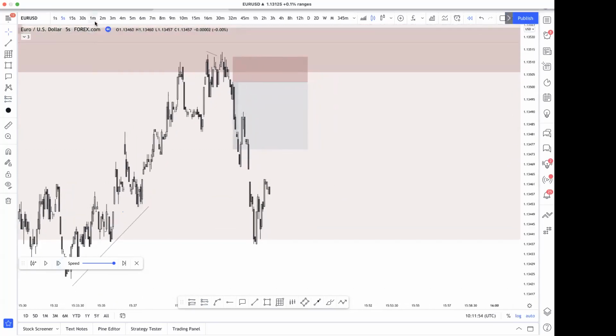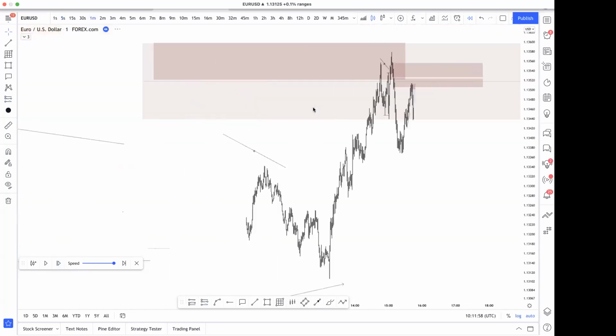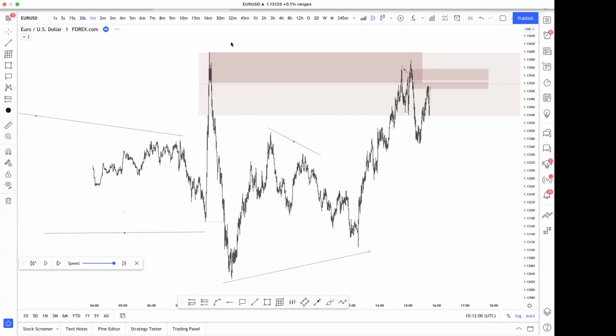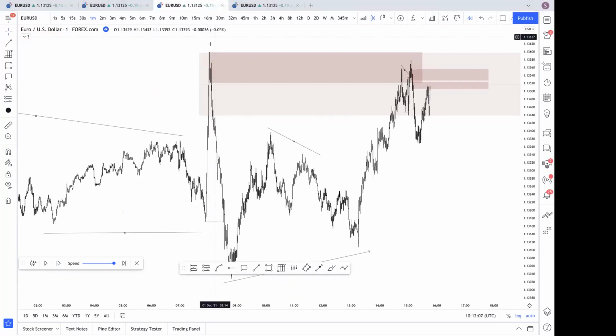But you see how long this trade took to set up. This trade initially started setting up at what, that first run on the high was. Oh, we can use that time thing, can't we?